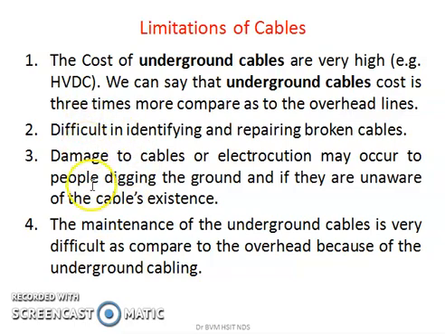And one more limitation is you cannot use longer cables. The length of the cable is limited, because as the length of the cable increases, insulation resistance decreases. If the insulation resistance decreases, what will happen? Leakage current increases. If the leakage current increases, fault will occur, isn't it? So these are some of the limitations of the cable. Okay, in the next lecture I will discuss specifications of power cables.